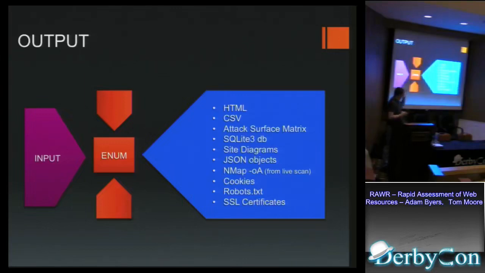And so it's just printing out JSON objects, right? So it's very minimal. If you want to automate it, there it is for you. Of course, the in-app OA, if you do a live scan. All your cookies, your robots.txt file, your SSL service.